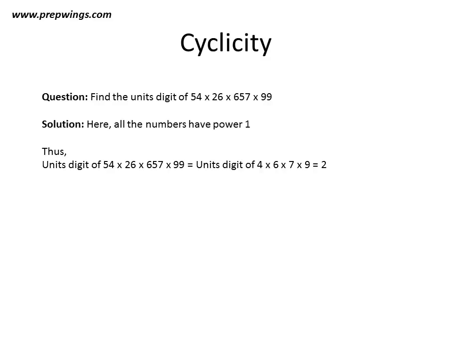Thus the units digit of 54 into 26 into 657 into 99 is equal to the units digit of 4 into 6 into 7 into 9, which results in 2. Thus the units digit of 54 into 26 into 657 into 99 is equal to 2. So this is about the concept of cyclicity.